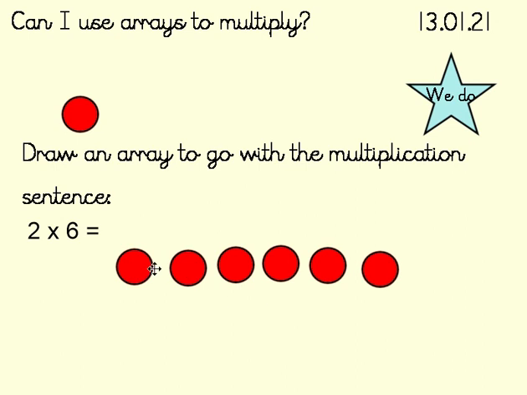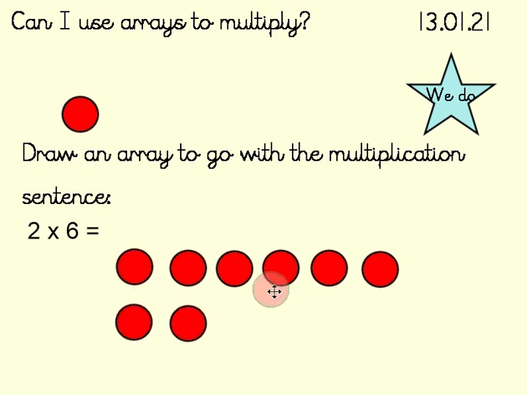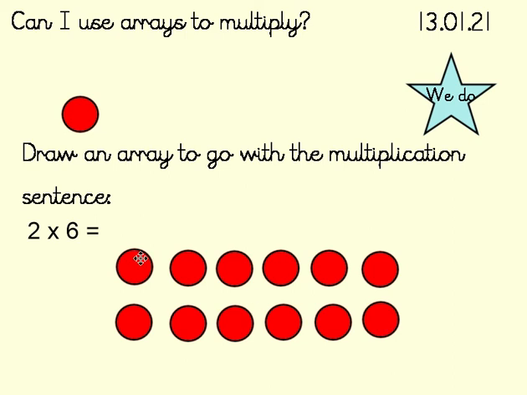Let's have a check. 2, 4, 6, so that's one group, but I want 2 lots of 6, so we have to do another row like this. So that's 2 lots of 6. 2 multiplied by 6, and I can count in twos. 2, 4, 6, 8, 10, 12. So my answer there is 12.